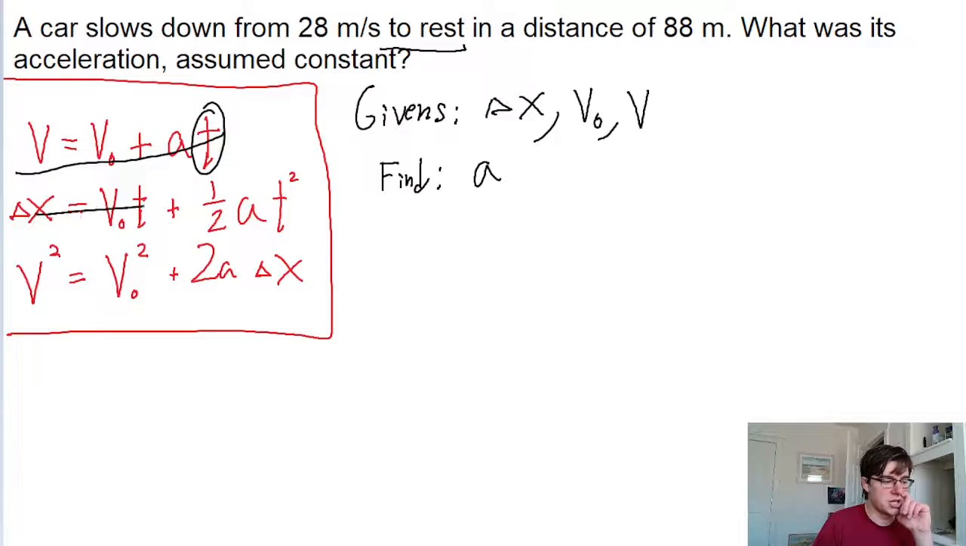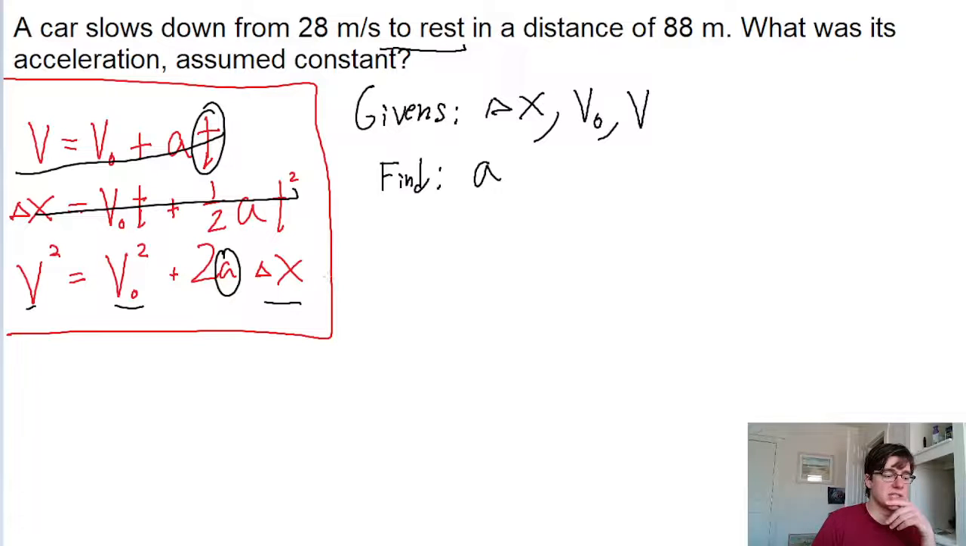The second equation also includes time, so that leaves us with a third equation, which includes the initial speed, v, v naught, and delta x, all things we know, and a, which is something we want to find. So this is going to be the equation we want to use in this problem.